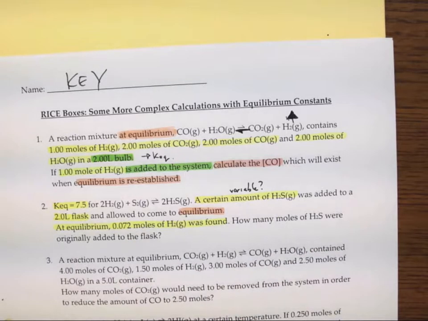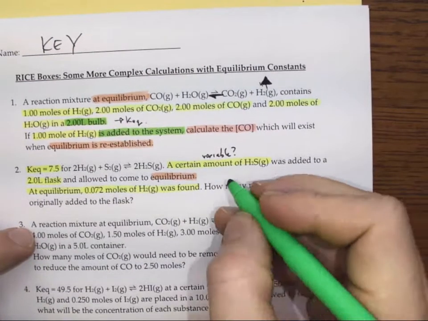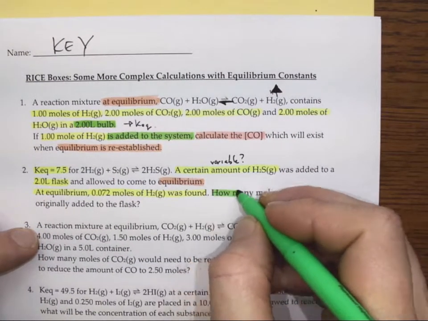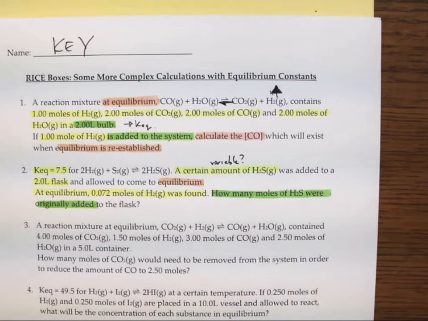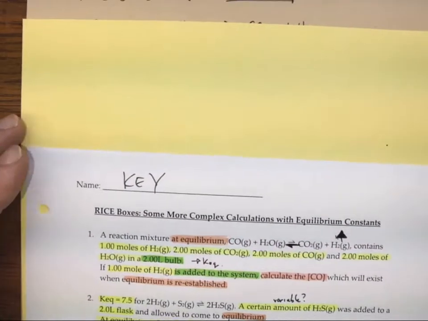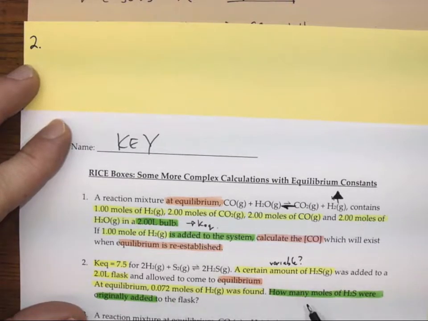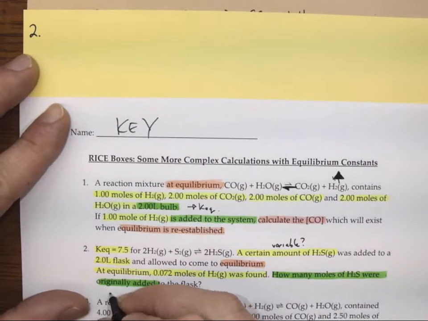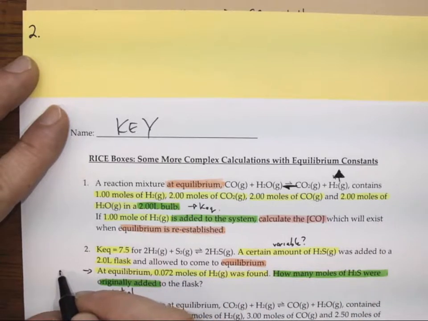Okay, so, I should probably highlight the question. So how many moles of hydrogen sulfide were originally added? All right, so let's move on here. We've got question 2. It says, looks like we are comparing an initial amount, which is what we're asking for, how many were originally added. That means initial. And this means at equilibrium, so that's an equilibrium value.